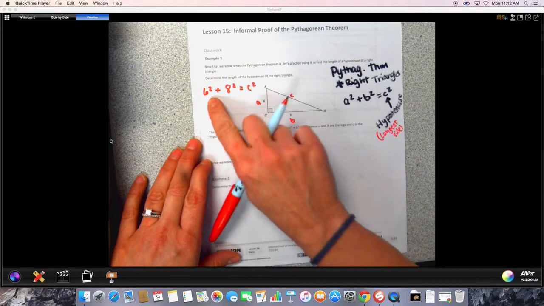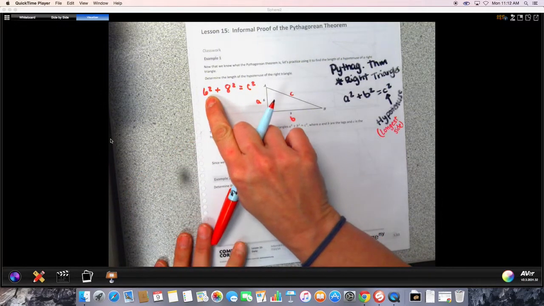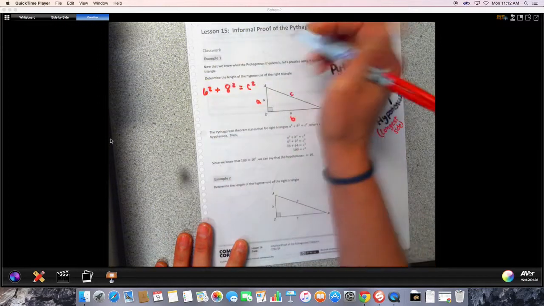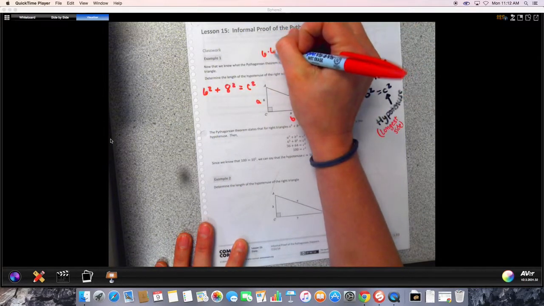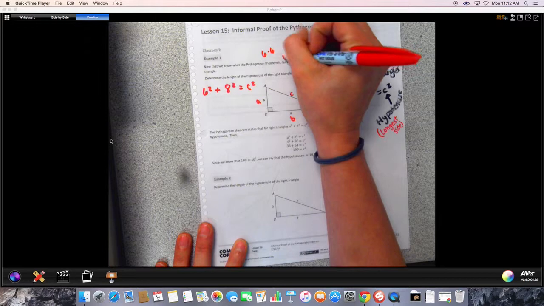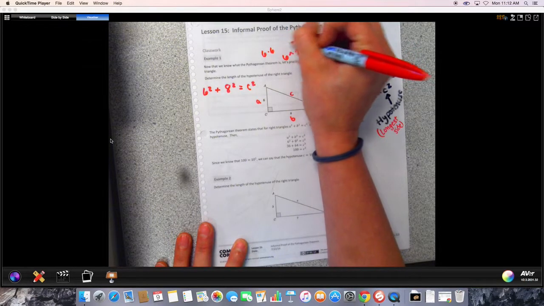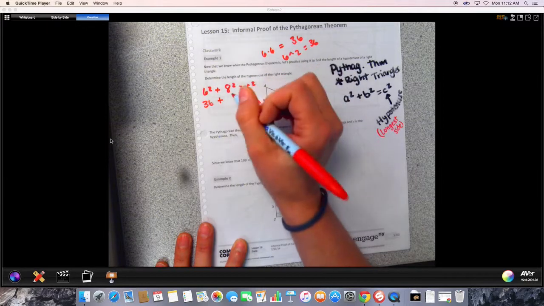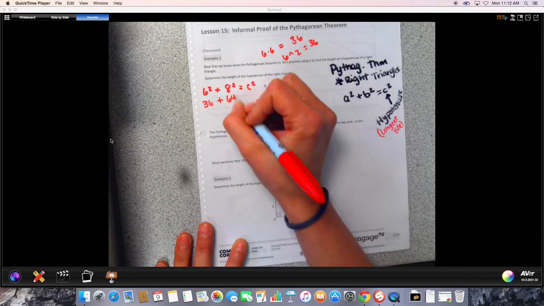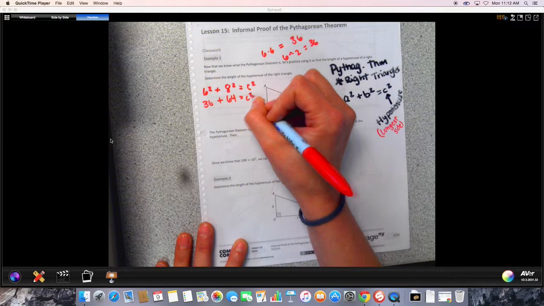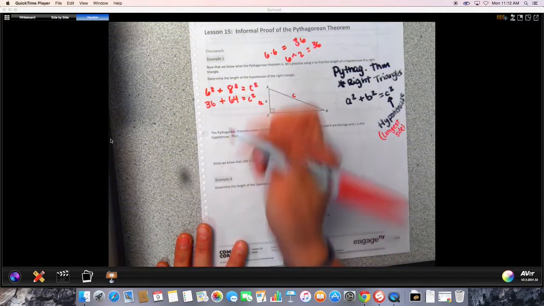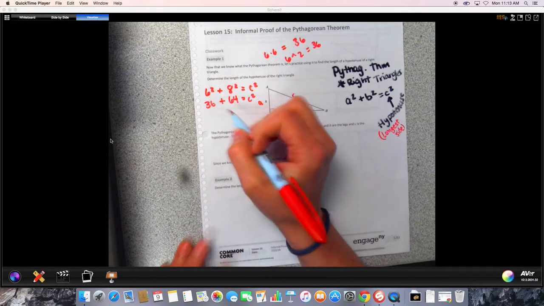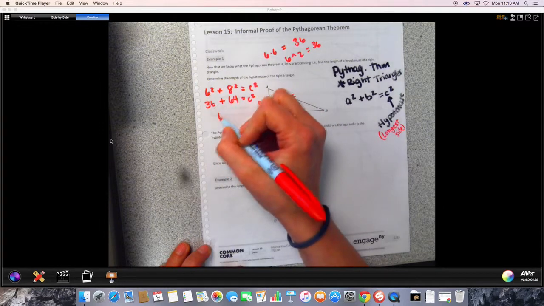And then don't forget that 6 squared is not 12. It's not 6 times 2. 6 squared is either 6 times 6, or in your calculators you can do 6 caret 2, both of which will give you an answer of 36. Okay, so 6 squared is 36, plus 8 squared is not 16, that's 64, equals c squared. And then the next step is going to be to add these two together. 36 plus 64 is 100.